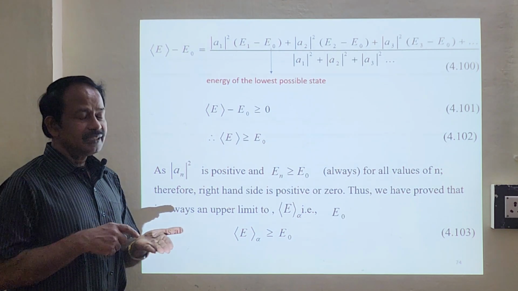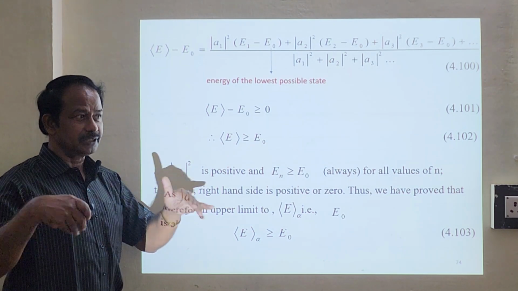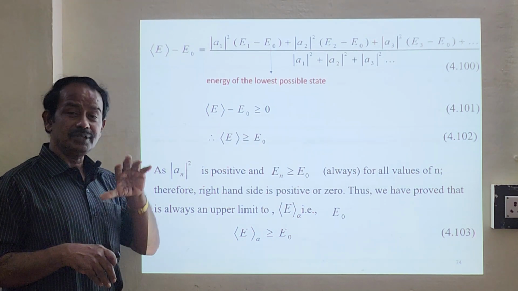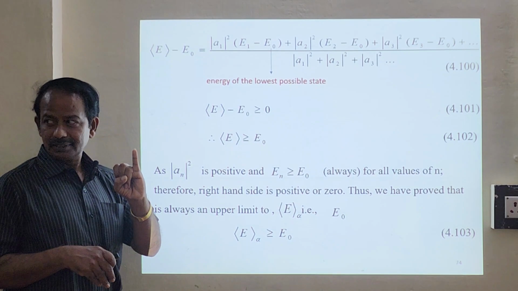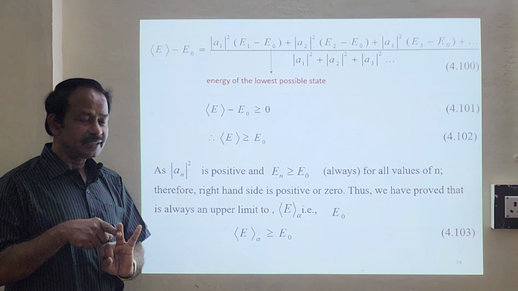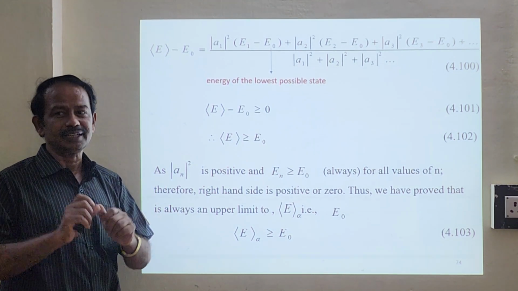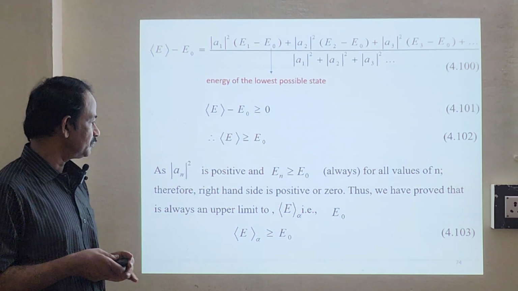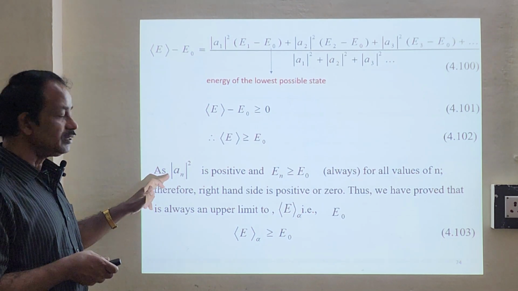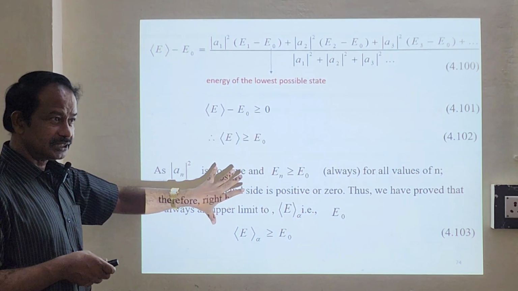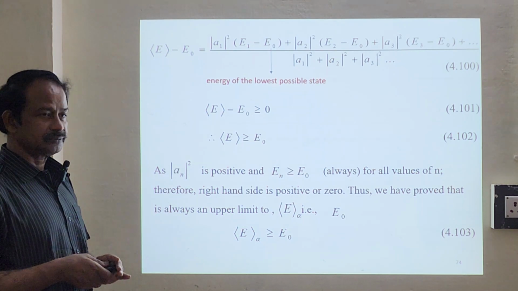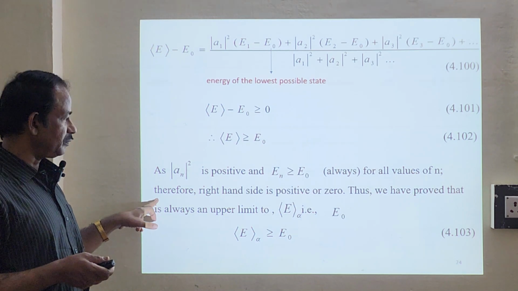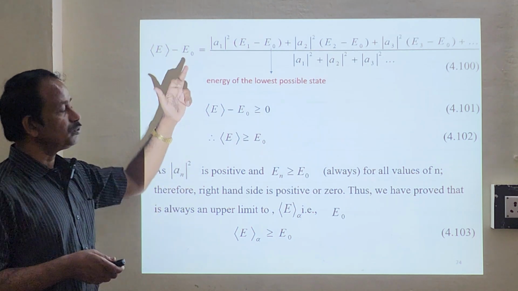That's why we said that for the wave functions which we have chosen, the corresponding energy eigenvalues will always be greater than that of the true system, or they can be equal also, provided the wave functions of both systems are equal. Only then can that condition be satisfied. So this is the expression we have given for the particular system. For n number of systems, mod a n squared is positive, so En is greater than or equal to E naught always, for all values of n. Therefore, the right hand side is positive or 0.